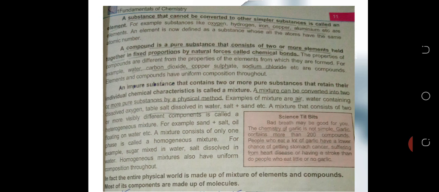It is a very important point to be noted here that elements and compounds have uniform composition throughout. Either the element or the compound, they never change their composition.